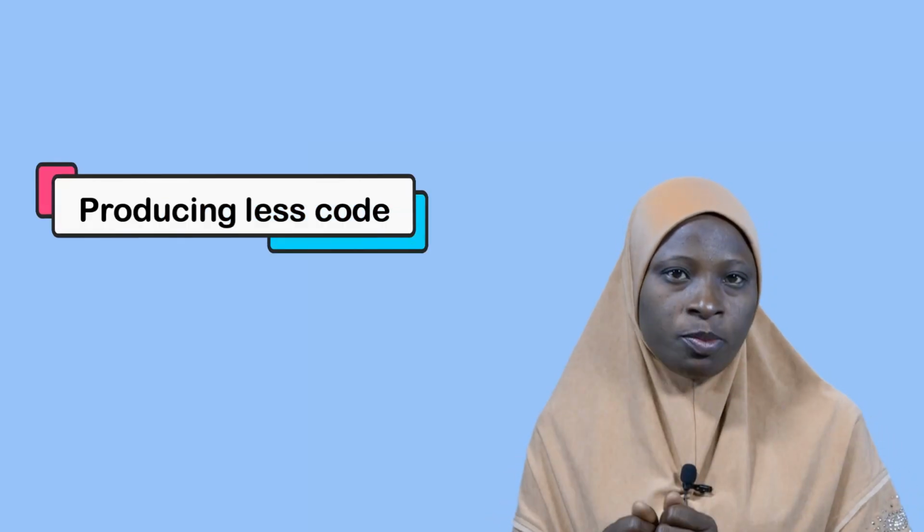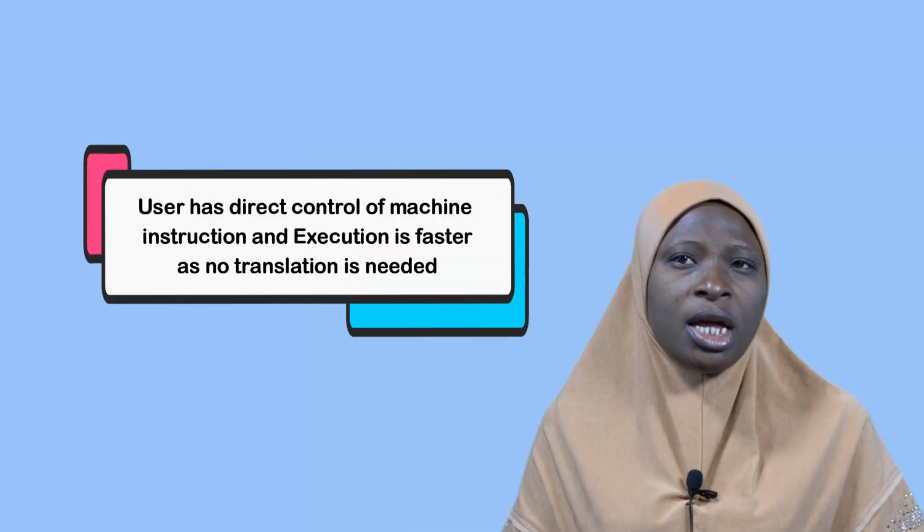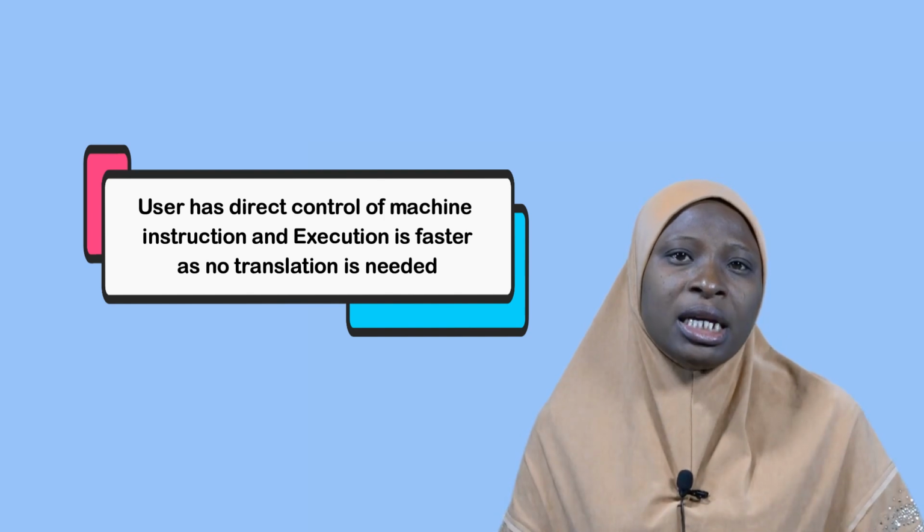Machine language has the advantages of producing less code, storage is saved, users have direct control of machine instructions, and execution is faster as no translation is needed. However, machine language is difficult to read and write since it does not resemble conventional mathematical notation or human language. It is time-consuming, and it is difficult to locate and correct errors.